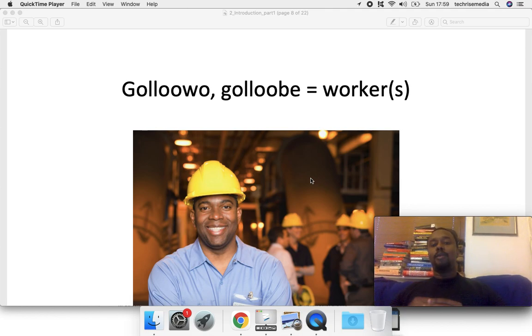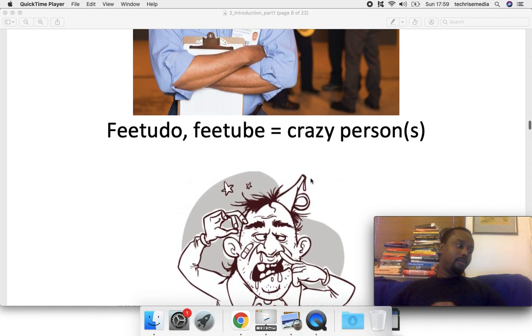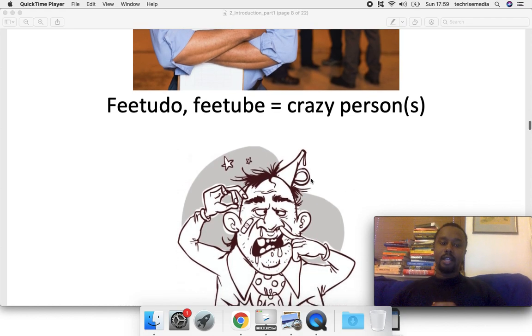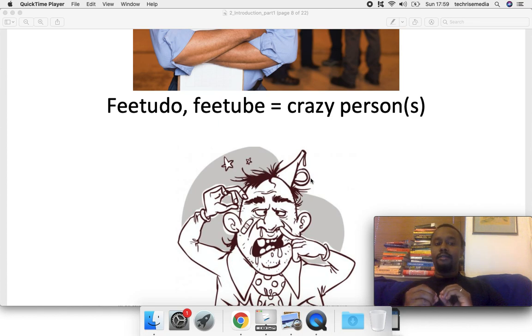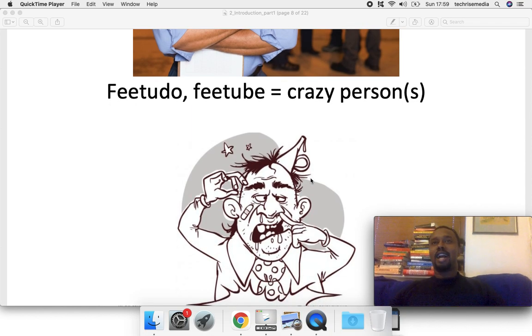Golowo, and we have Golebe, right? So it's a Golowo and a Golobe. And then we have a crazy person called Fetudo. You hear a lot of people troll you by saying Ankwa Fetudo, Anga Feti, Kambebe Feti, or Fetube, right? So we have Fetudo or Fetube.